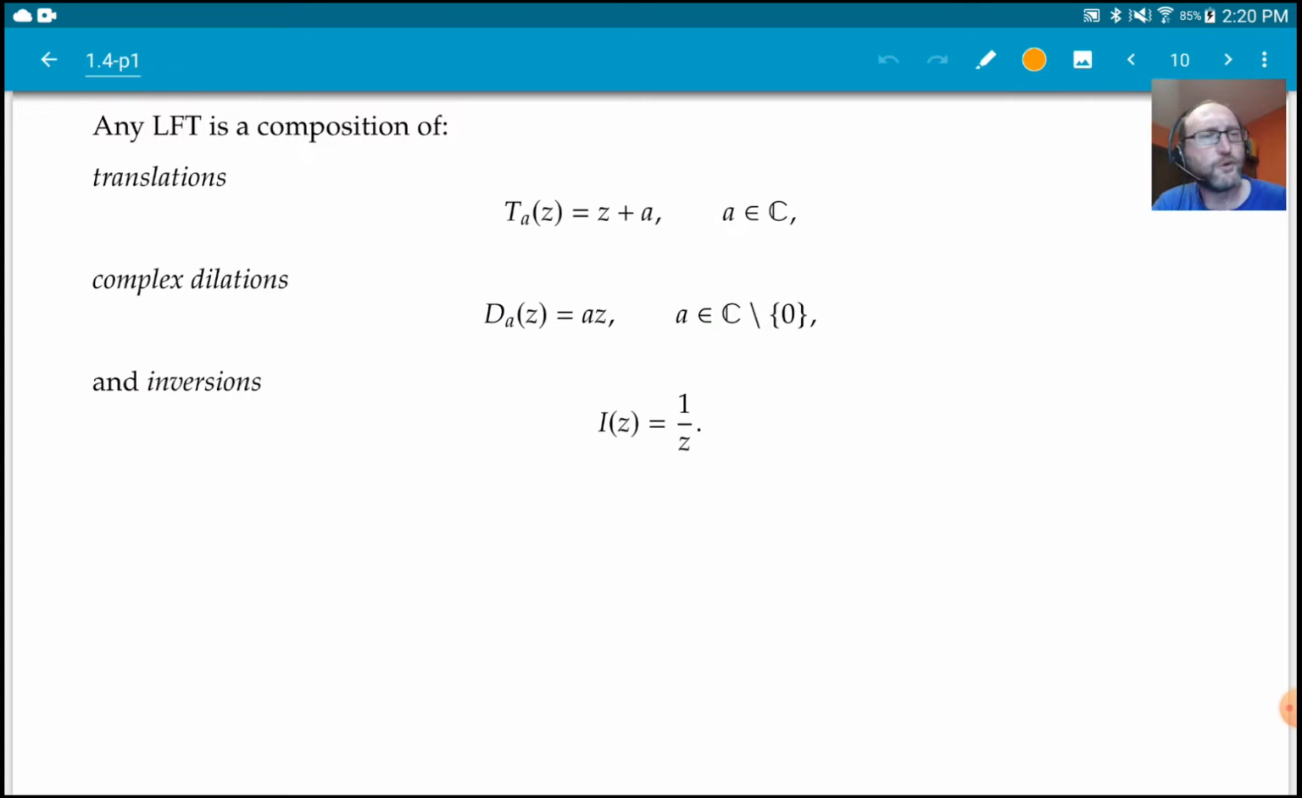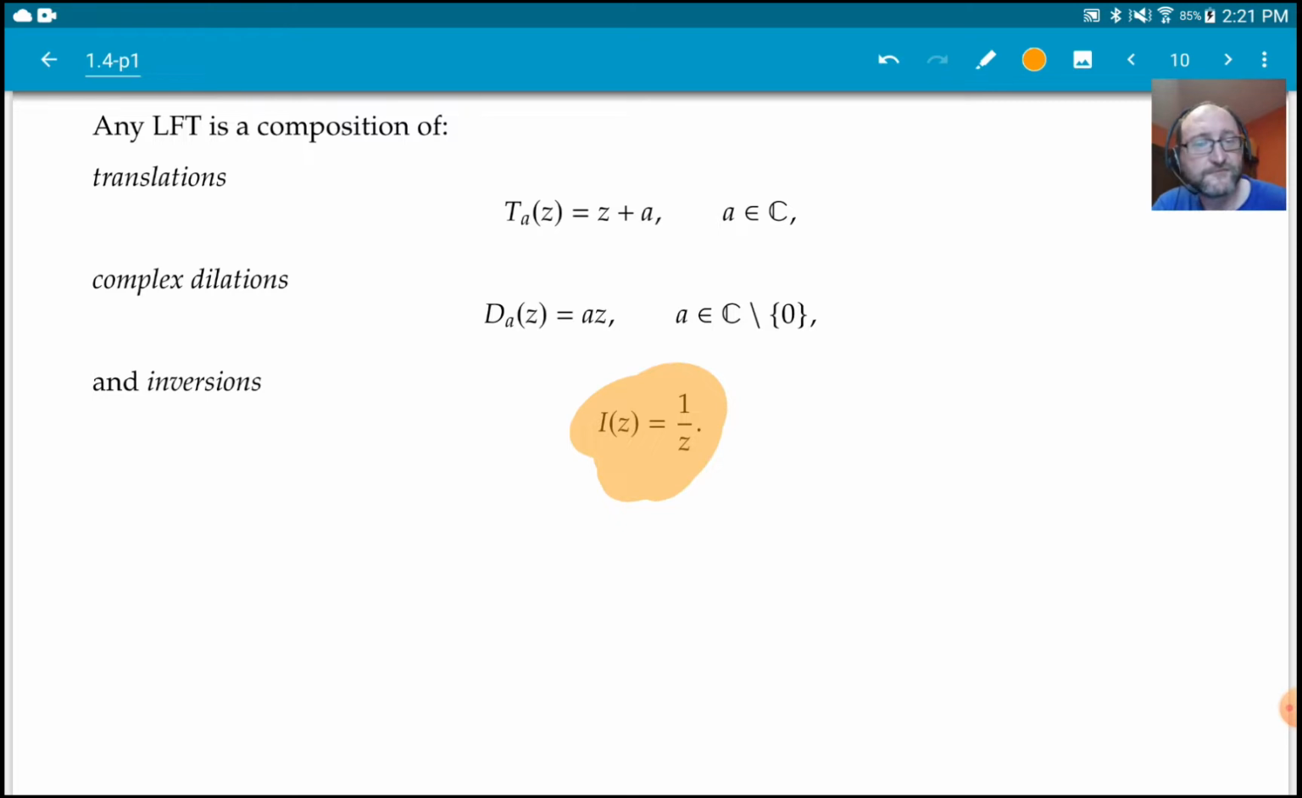Then we need one more. With translations and complex dilations, at best you could get affine maps. So you need to add the division in there. And actually, we just need this inversion here, so 1 over z.